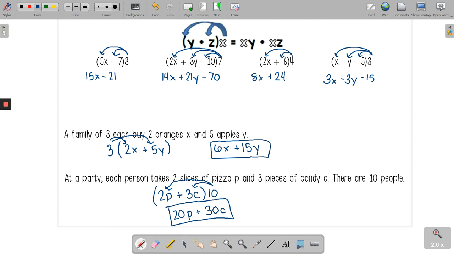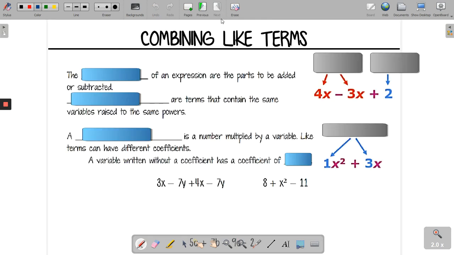So that is how we distribute. Now we need to take a look at combining like terms. So we have some definitions to look at. So the terms of an expression are the parts to be added or subtracted.